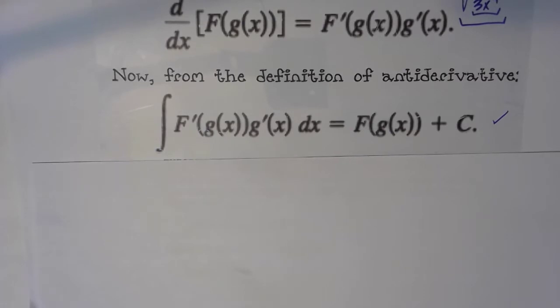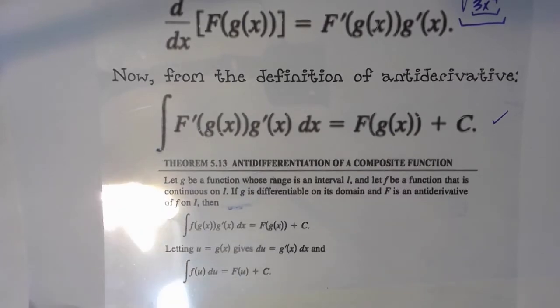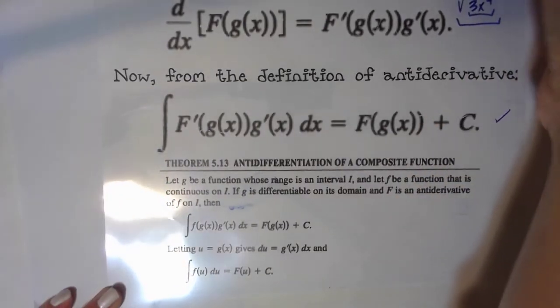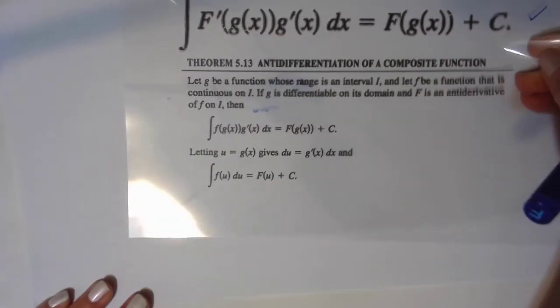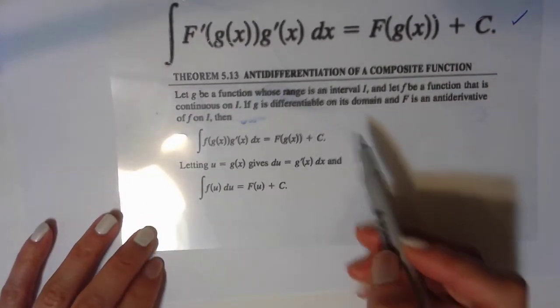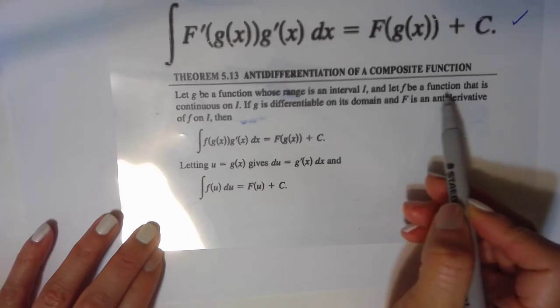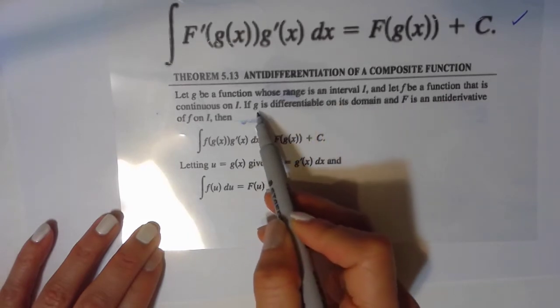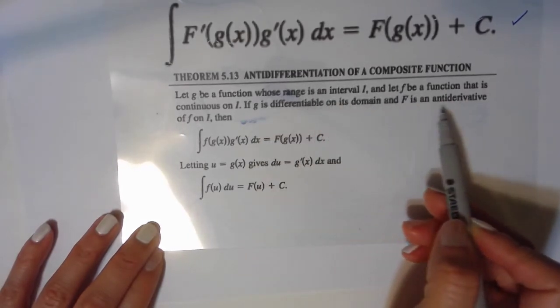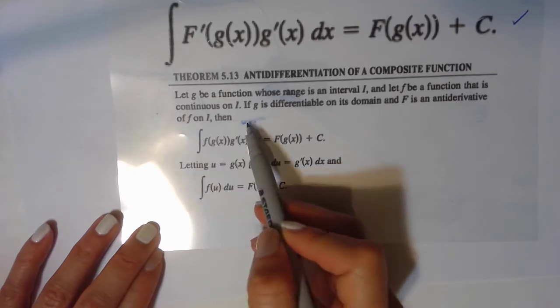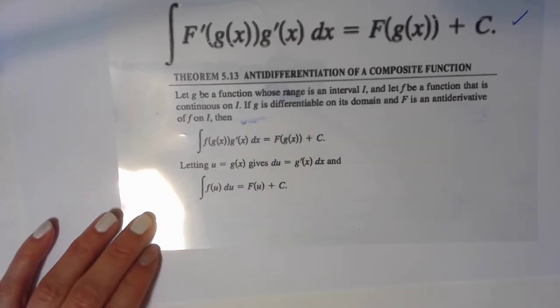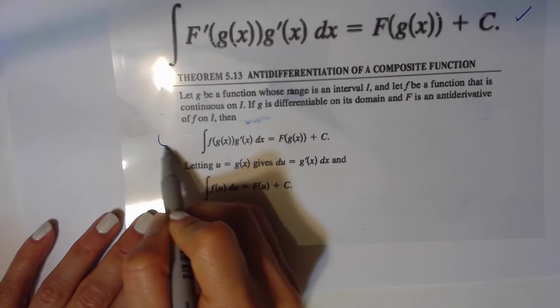Now, I'm going to show you a definition that's a little bit confusing. Theorem 5.13, anti-differentiation of a composite function. Let g be a function whose range is an interval I. Let f be a function that is continuous on I. If g is differentiable on its domain and F is an antiderivative of f on I, then... So don't worry so much about the theorem in depth. It's basically saying this is true.